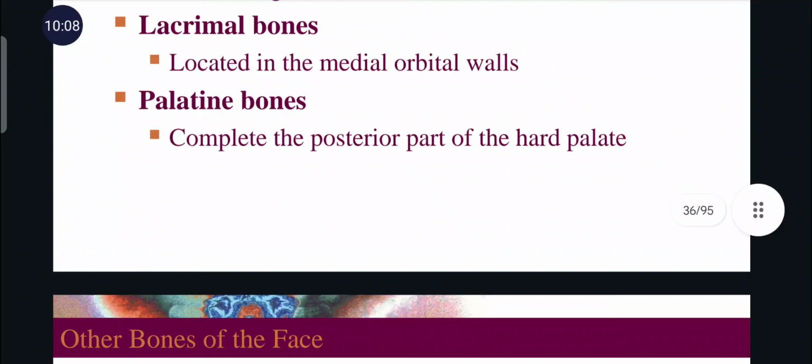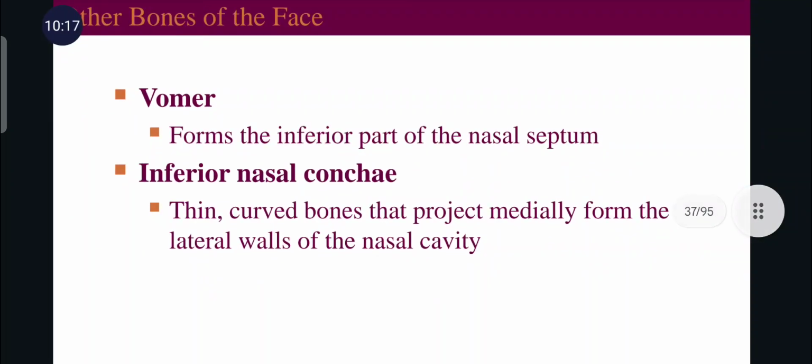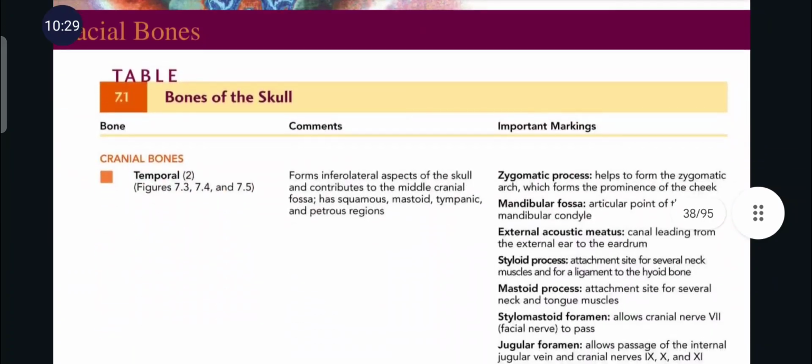Palatine bone forms the roof of the oral cavity and completes the posterior part of the hard palate. Vomer forms the inferior part of the nasal septum, which divides the nasal cavity into two parts. Inferior nasal conchae are thin curved bones which project medially from the lateral walls of the nasal cavity.